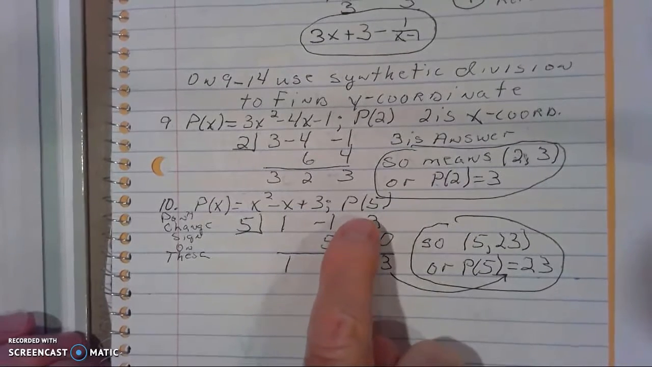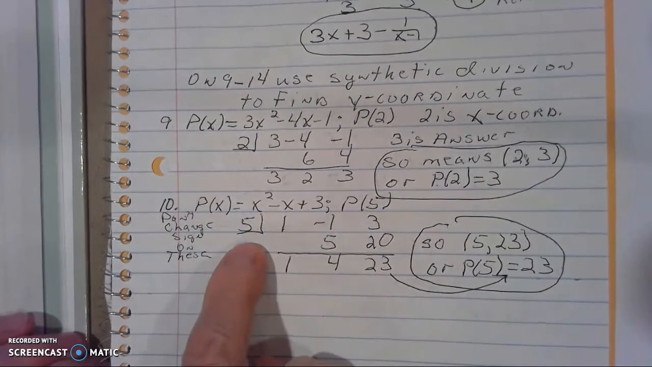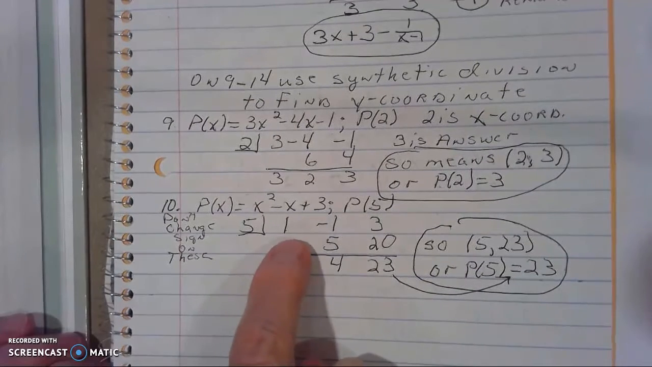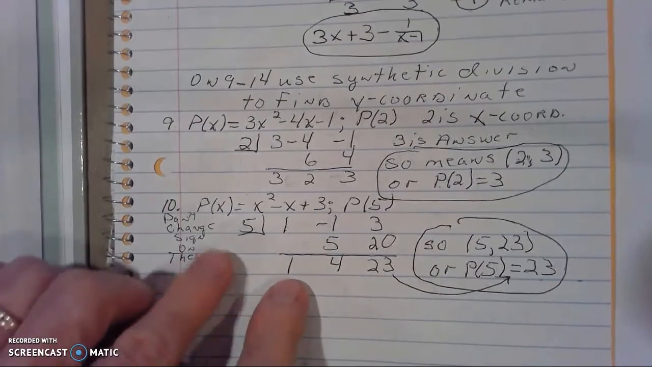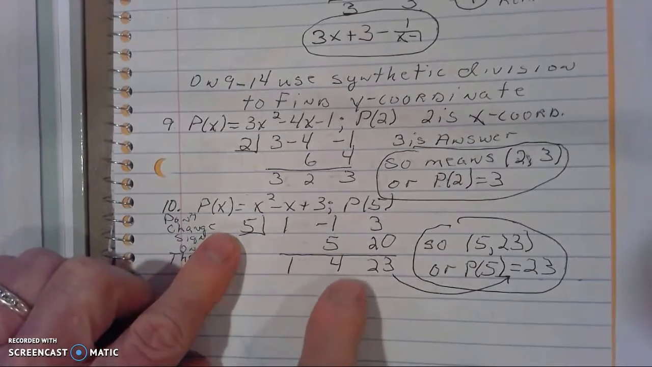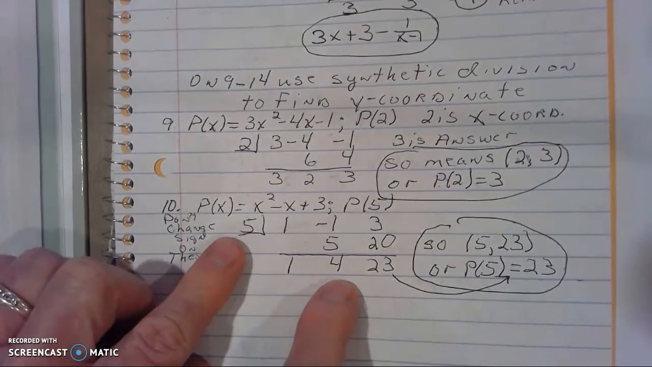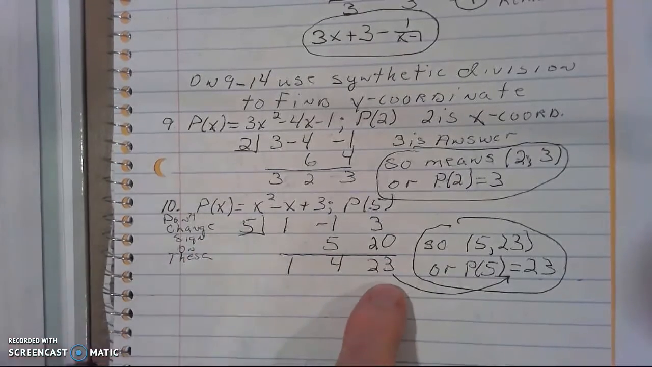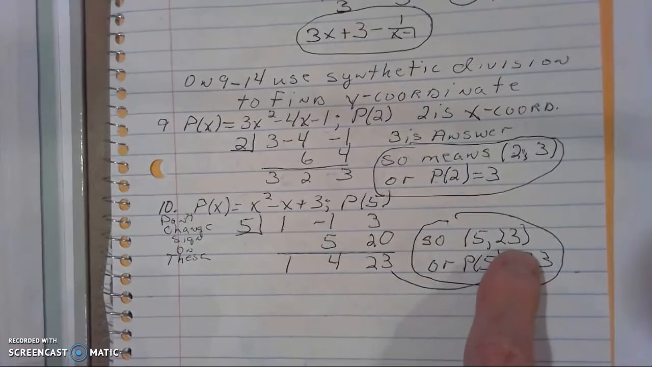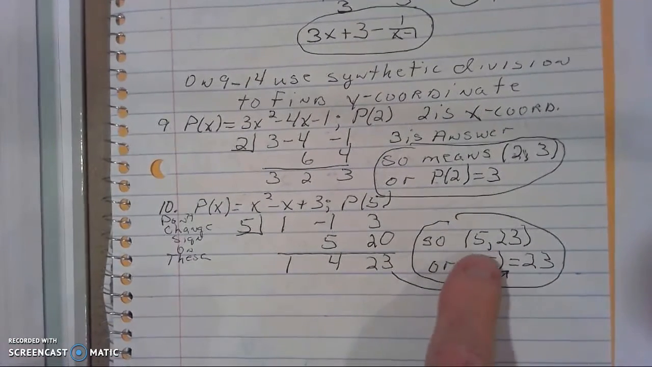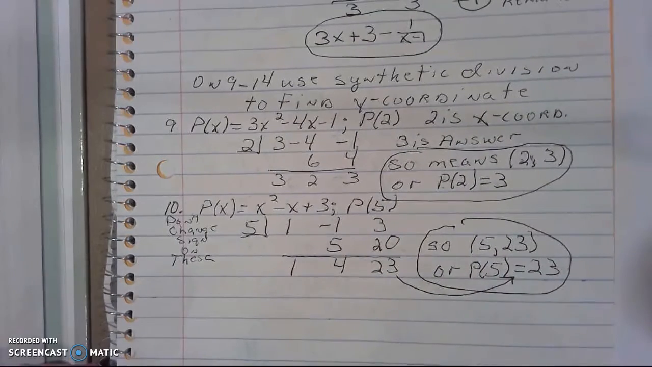On number 10, P of 5 means 5 goes on the shelf. We don't change its sign. 1, negative 1, and 3, just like we've been doing. The work is the same. 1 times 5 is 5. Add is 4. 4 times 5 is 20. Add is 23. The answer, though, is 23. 23 is paired with 5. 5 comma 23, that ordered pair.